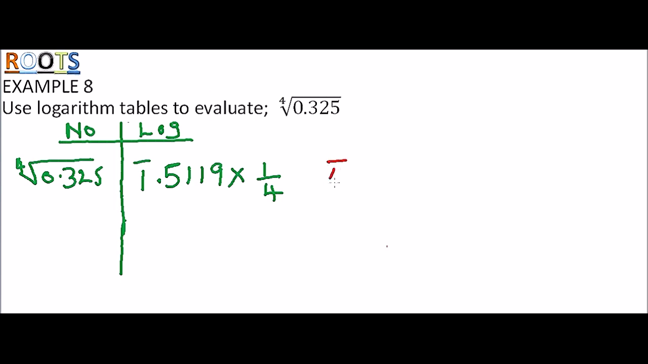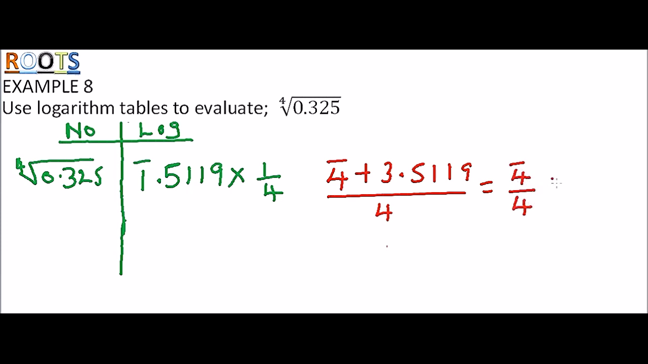Now we cannot divide bar 1 by 4, so we modify our number in such a way that we have bar 4 plus 3, so that bar 4 plus 3 will give us bar 1.5119. You divide by 4. So note here we have not changed our number, but rather we have modified it. So here it is bar 4 divided by 4 plus 3.5119. All this is divided by 4.